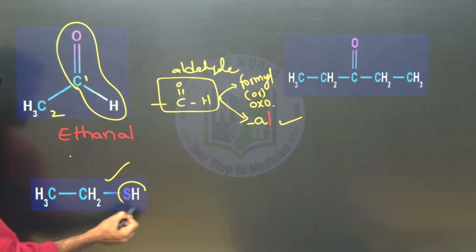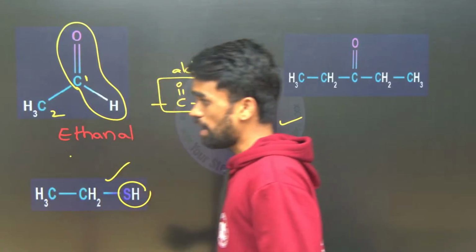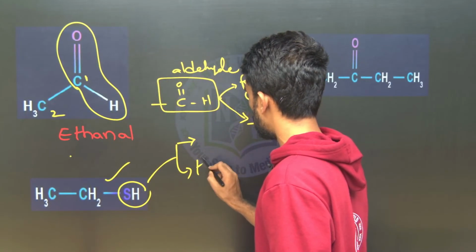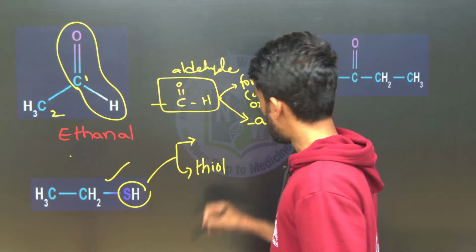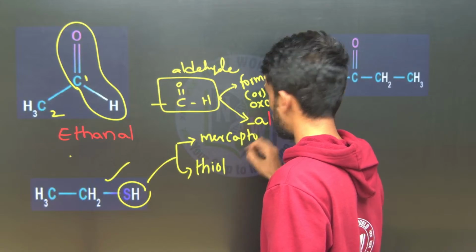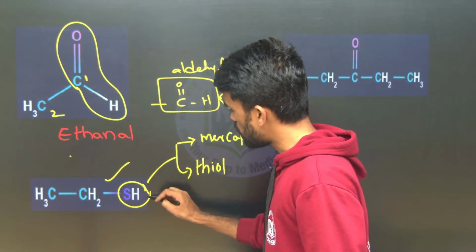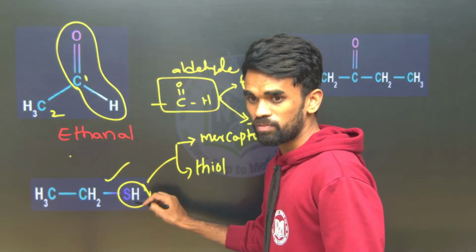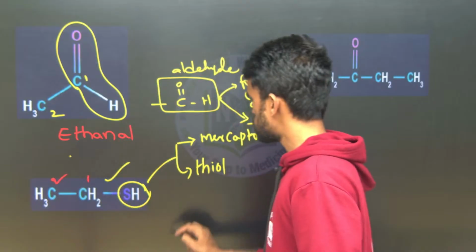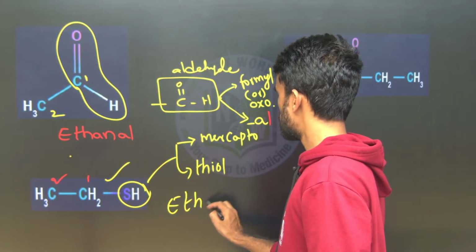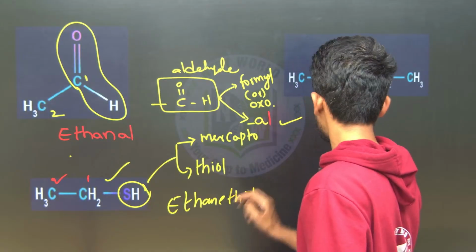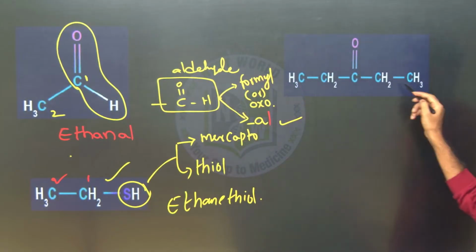What about this one? If I have SH, I can say the suffix is thiol. And prefix is mercapto. Mercapto. Okay. So now we have only one functional group, so the name should end with thiol. How many carbons? 1, 2. So ethane, thiol. Ethane, thiol.